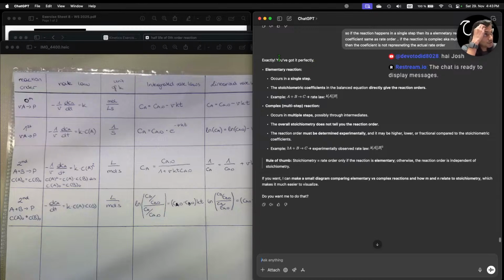When ChatGPT says something like this, it just feels a bit, multiple steps, possibly through intermediates. Overall, stoichiometry does not tell you the reaction order.